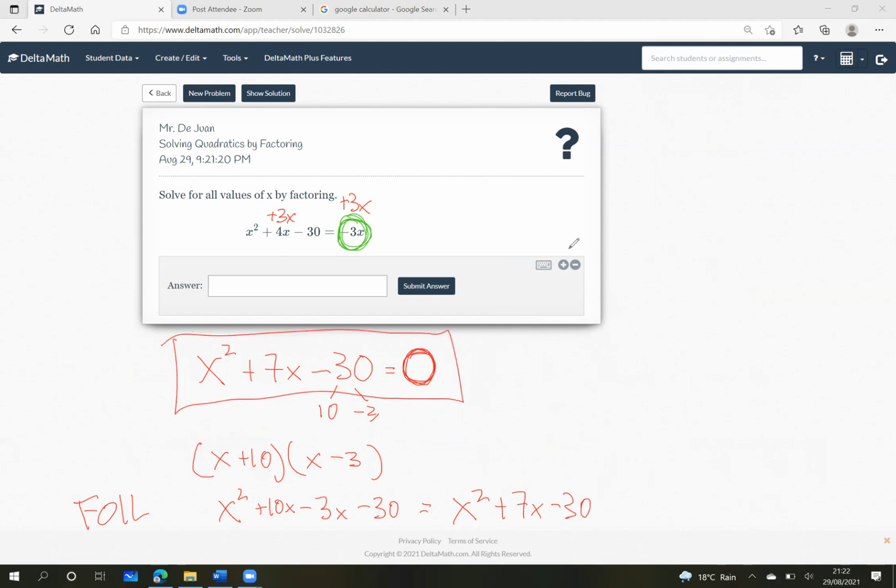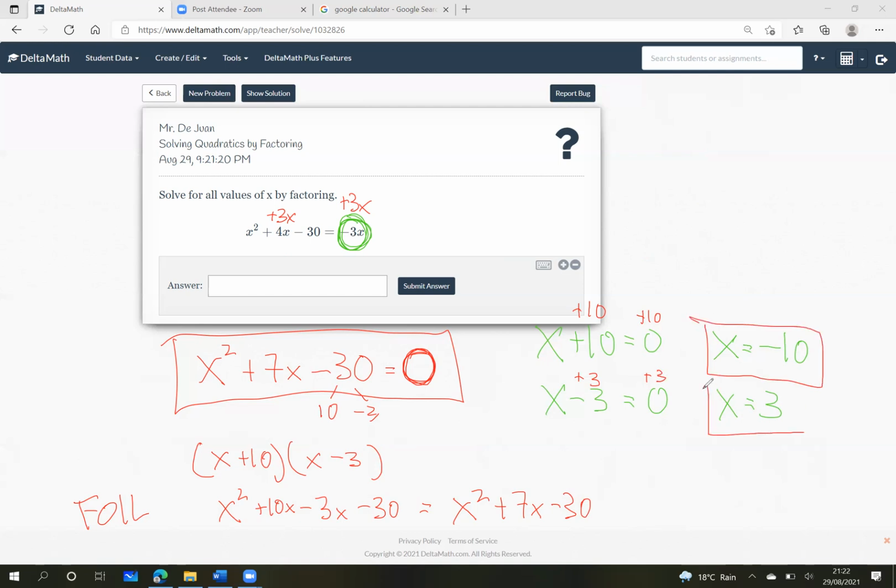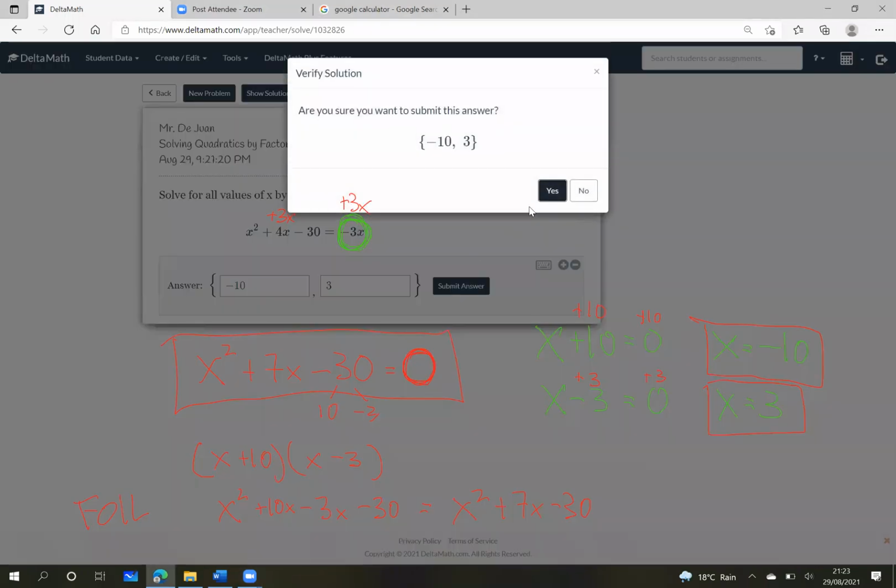So now that we know it's going to be x plus 10 equal to 0 and x minus 3 equal to 0, x will therefore have to be -10 and x will therefore have to be 3. How do we know that? Because you're isolating the variable, and that's leaving you with the answers. Zero product property, everyone. So -10, comma, 3, and there we have it.